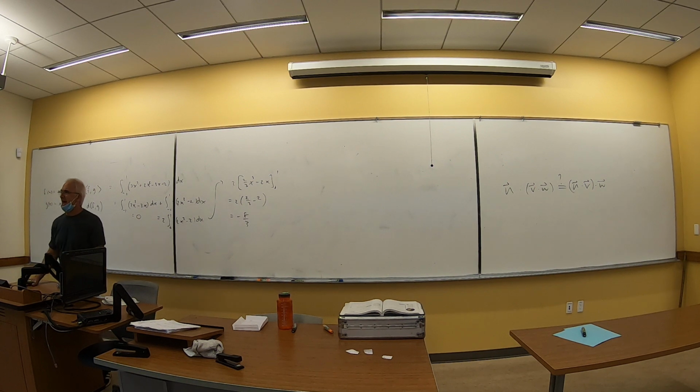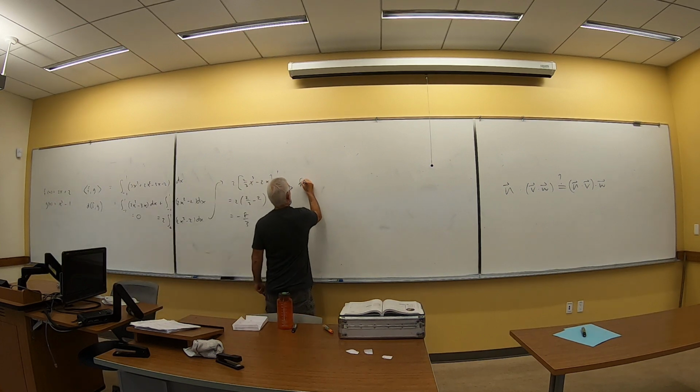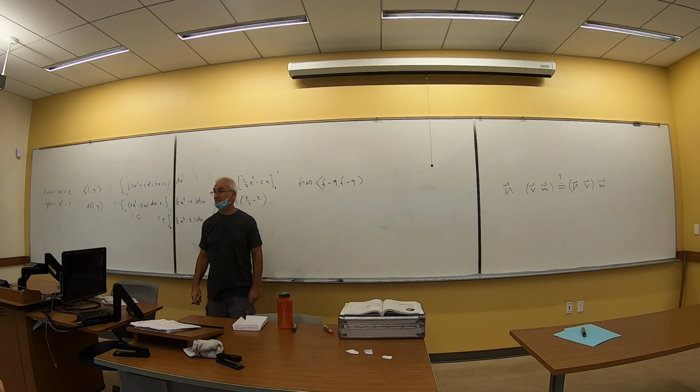How do you find the magnitude of a vector? You dot it with itself and then take the square root. So what we're going to do is find the inner product of f minus g with f minus g. When we're done, we're going to take the square root, because technically this would be magnitude squared.